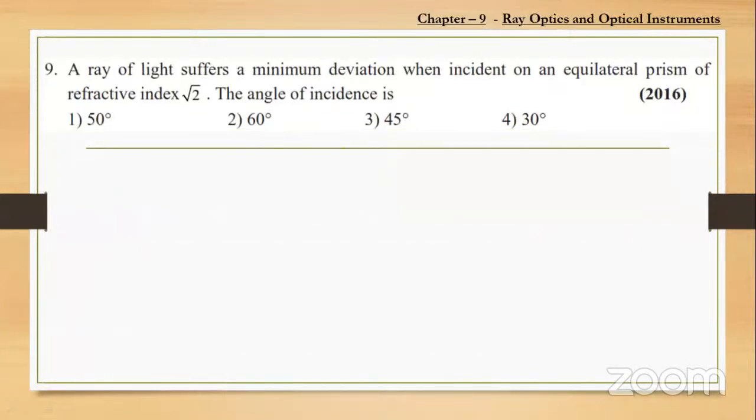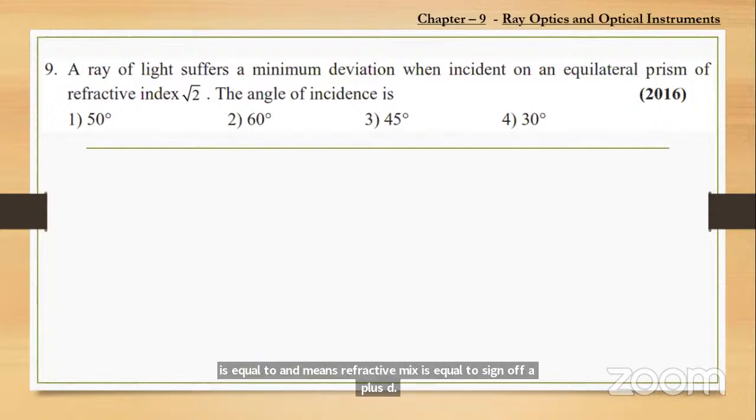Friends, now coming to the next question. A ray of light suffers a minimum deviation when incident on an equilateral prism of refractive index √2. The angle of incidence is, see, observe here, they are asking to find the angle of incidence. As you know, since a prism is given, you have to remember a relation: n, the refractive index, is equal to sine of (A plus D) by 2 divided by sine of A by 2.